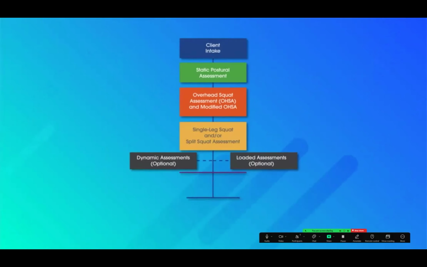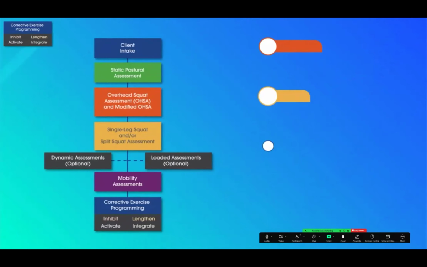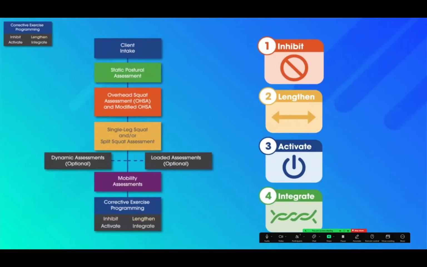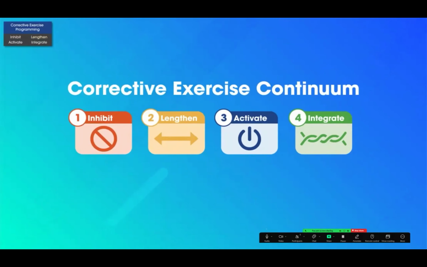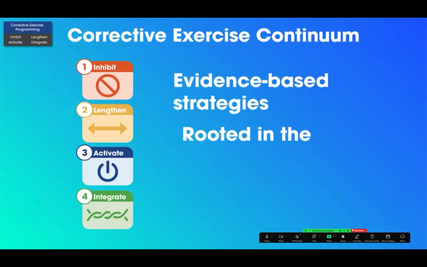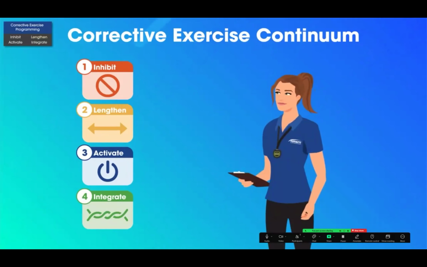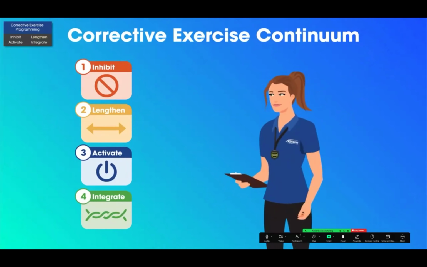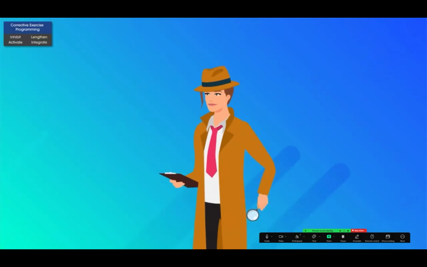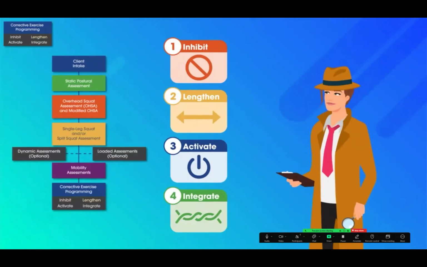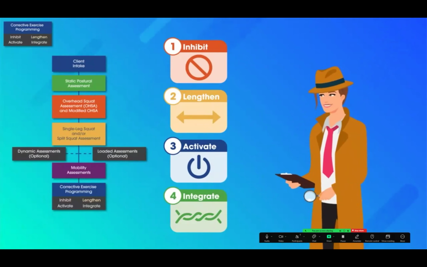Once you've gathered all the data on your client, it's time to implement corrective exercise programming, where you'll work together through phases 1 through 4 of the corrective exercise continuum. Greater than the sum of its parts, the corrective exercise continuum leverages evidence-based strategies rooted in the principles of human movement science. But the truly ideal program extends beyond the complexities of science. This is your opportunity to become a fitness detective, to uncover all the facets of your client, and then utilize and employ a variety of techniques, tools, and tactics within a client-centric program that you design just for them.